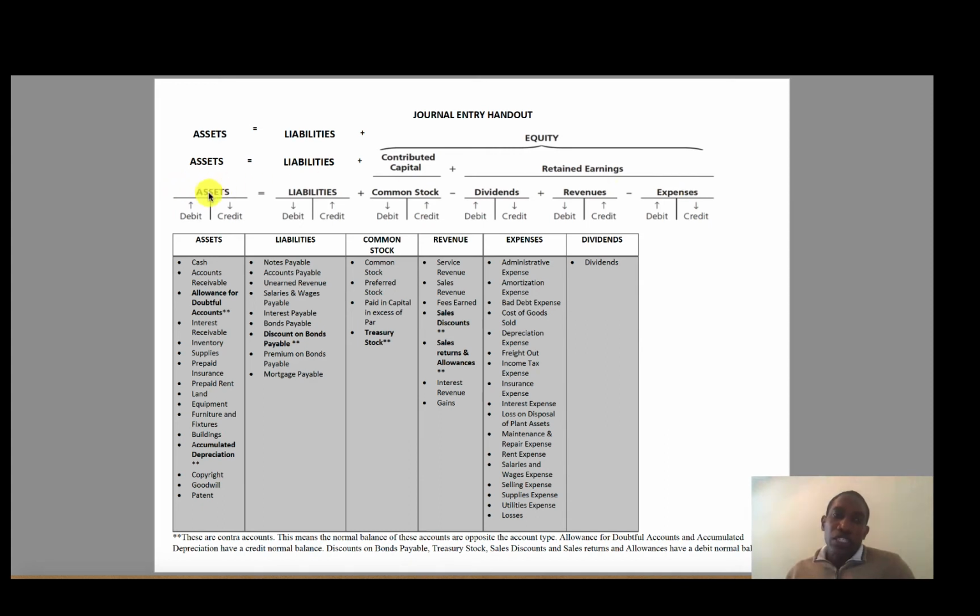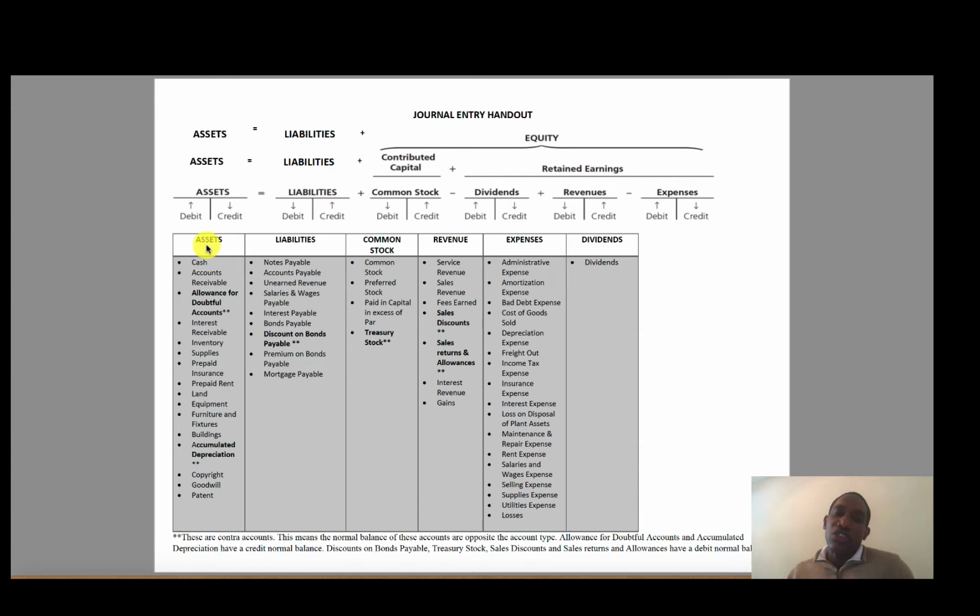All right, each one of these categories, you'll see when you come down here: assets, liabilities, common stock, revenue, expenses, and dividends. This matches the items up here in the expanded accounting equation. And then you'll see all of these items under each one of the categories. These items are not only used in the expanded accounting equation. You can call assets, liabilities, common stock, revenue, expenses, and dividends account types, or the general account categories.